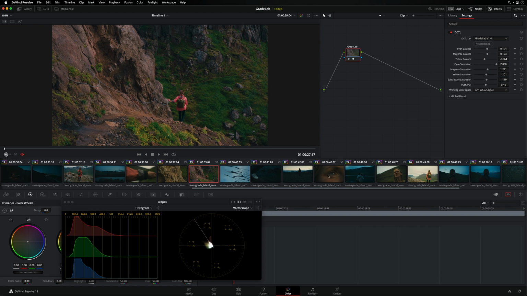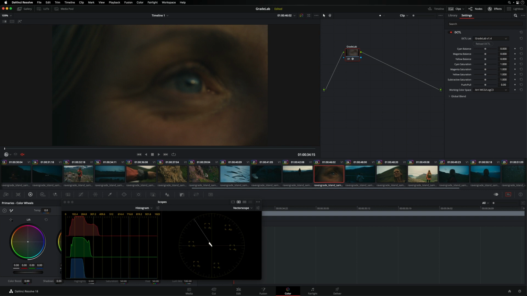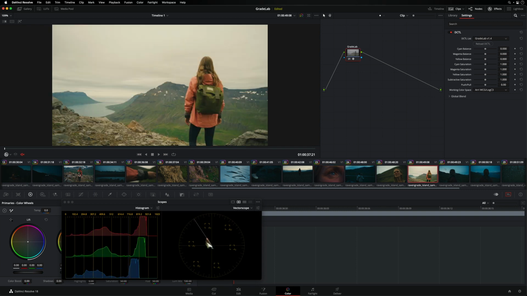And as we continue to bounce around, you can see that the Gradelab tool travels really nicely, and it always produces nice, clean, fundamental results. And it's really a very simple but very effective tool for allowing you to grade in more of a filmic mode and in less of a traditional video RGB mode.